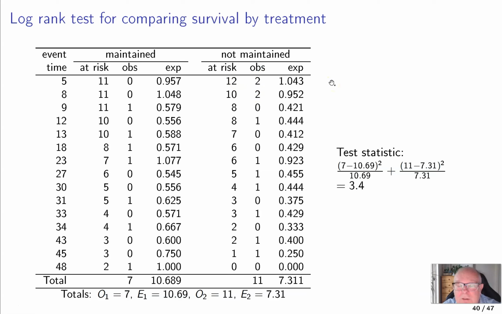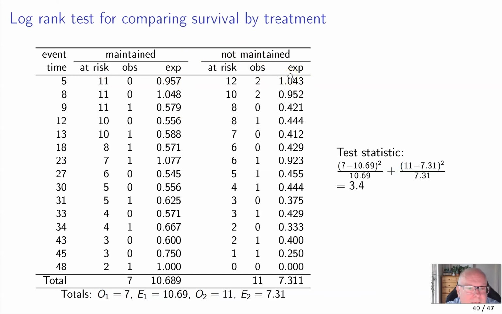So conditional on observing two deaths, how would we expect these deaths to be distributed between the treatment groups if there was no difference? Well, we would expect them to be equally distributed, but because there's more people at risk in the non-maintenance group, we expect slightly more there. So the expected number of deaths will be proportional to the number at risk. If there was two deaths and we had 11 at risk in this group and 11 at risk in this group, we would expect one death in each group.